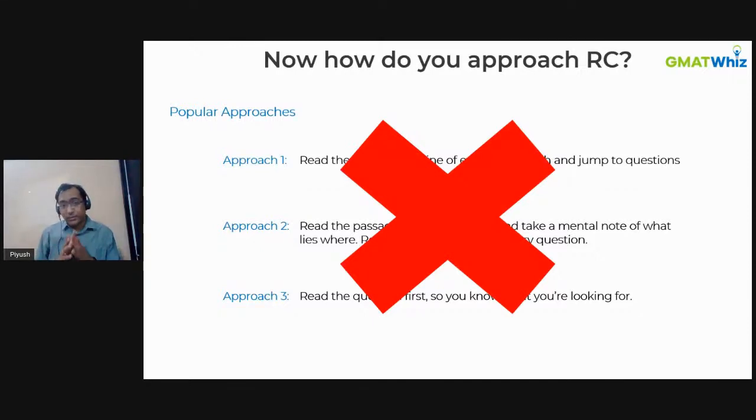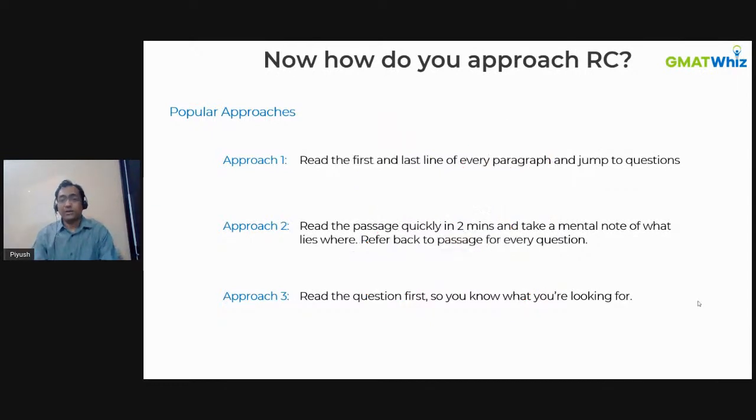And let me tell you why approach 2 doesn't work. See, on GMAT, 80 to 85% questions are inferential in nature. When I say inferential in nature, I mean they are based on inference, main point, organization of the passage, and so on and so forth. If you are just following the second approach and you are just taking a mental note of what lies where, you are making multiple mistakes.